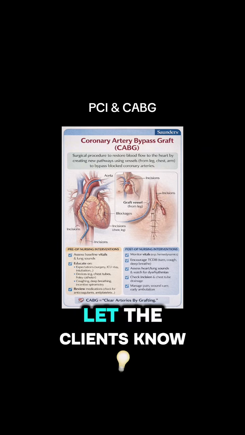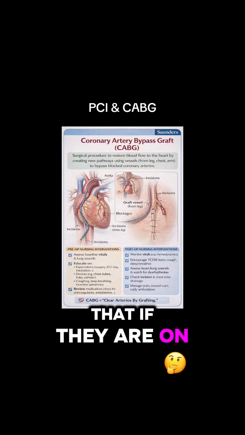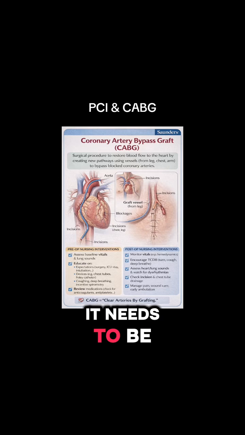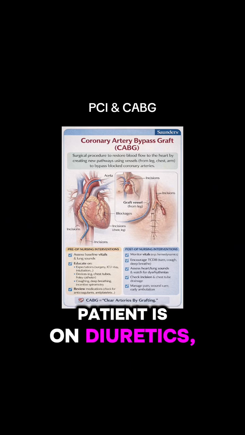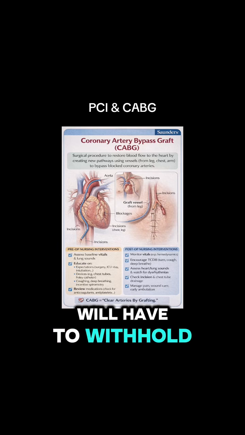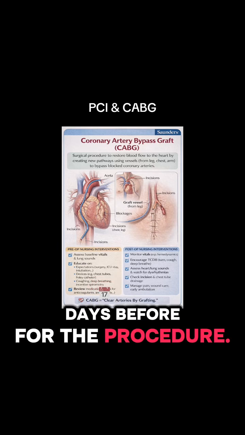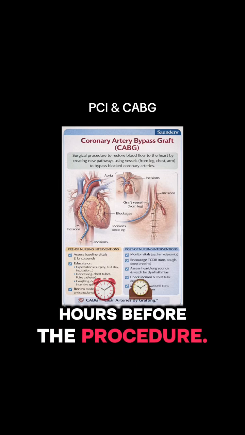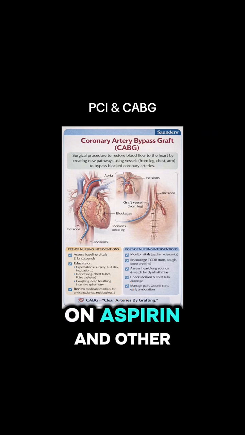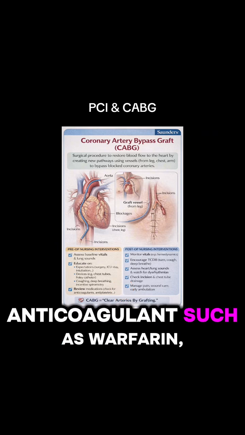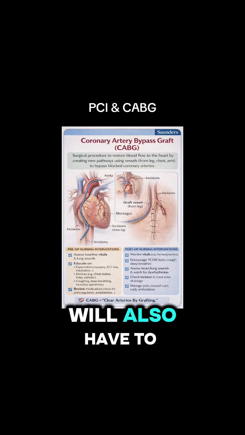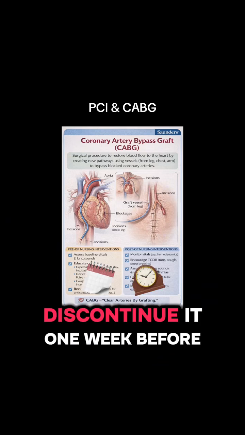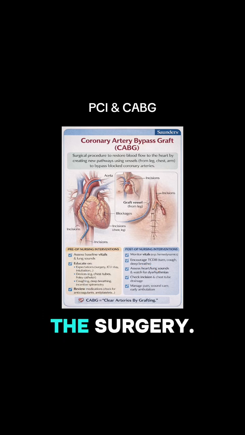We'll also have to let the client know that if they are on certain medications, it needs to be withheld. So if the patient is on diuretics, it means that they will have to withhold it 2 to 3 days before the procedure. If they are on digoxin, it should be withheld 12 hours before the procedure. If the patient is on aspirin and other anticoagulants such as warfarin, it means that they will also have to discontinue it 1 week before the surgery.